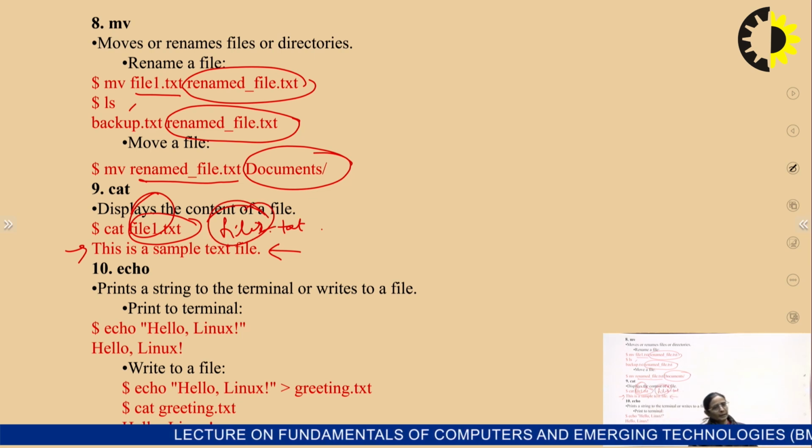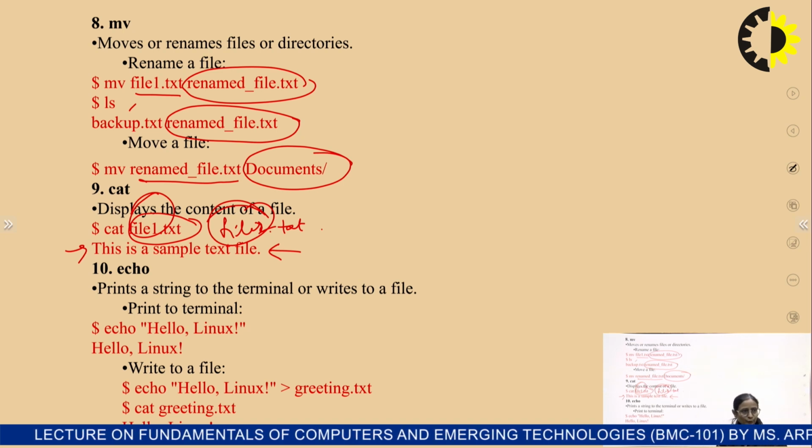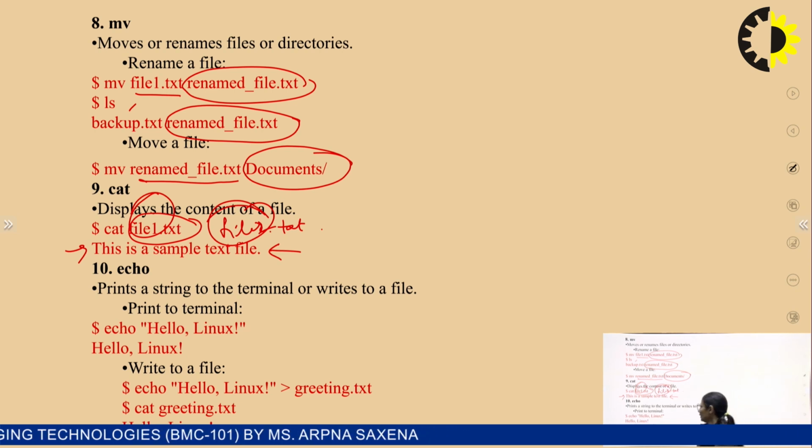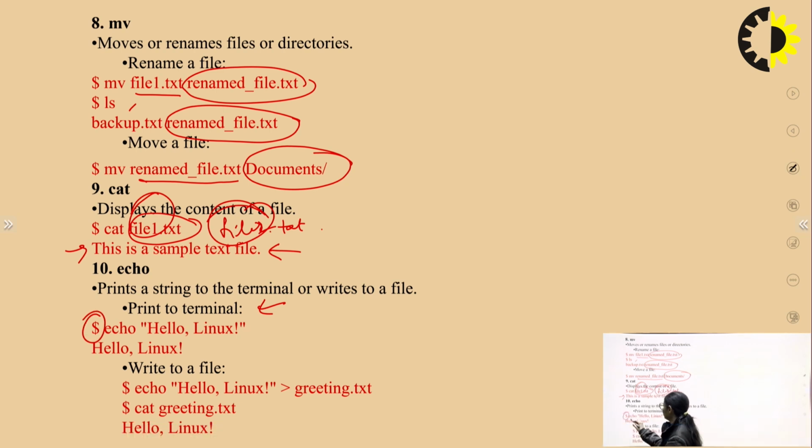Echo command. Echo is basically used in two ways. First, for printing something directly to your terminal, or to write something in your file. How will you use echo? It prints a string to the terminal or writes to a file. If I want to print to a terminal, you just give echo on the command prompt and then the string in double quotes.